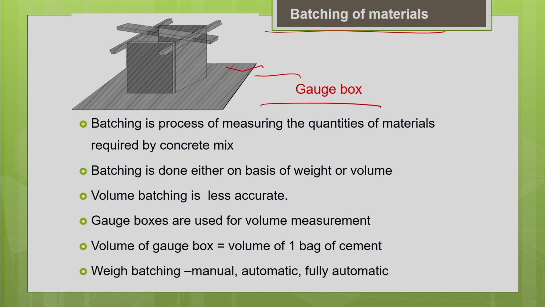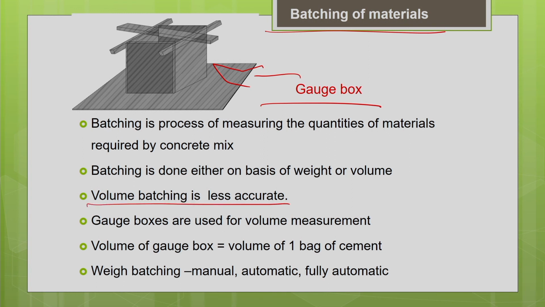See, they use these gauge boxes. These gauge boxes are standard wooden boxes or steel boxes. Volume of one gauge box is equal to volume of one bag of cement. Okay, so they use this for the measurement of the ingredients of the concrete. But one thing to be noted is that volume batching is less accurate when compared to weigh batching.